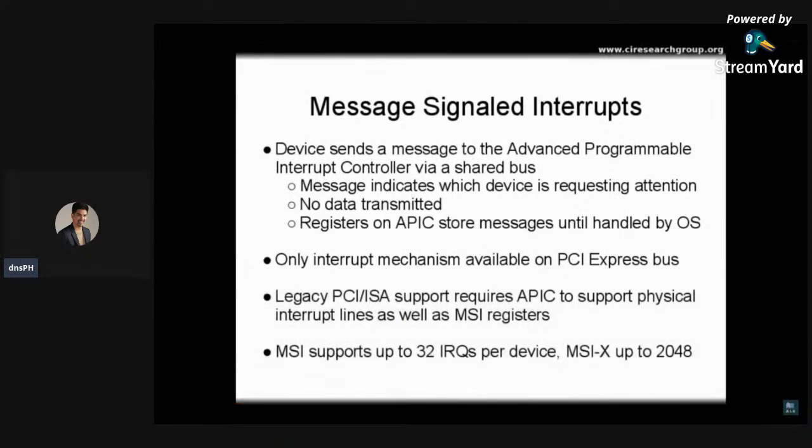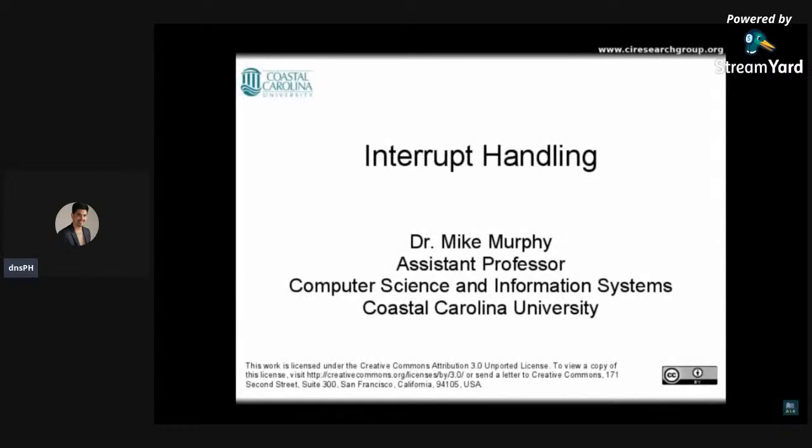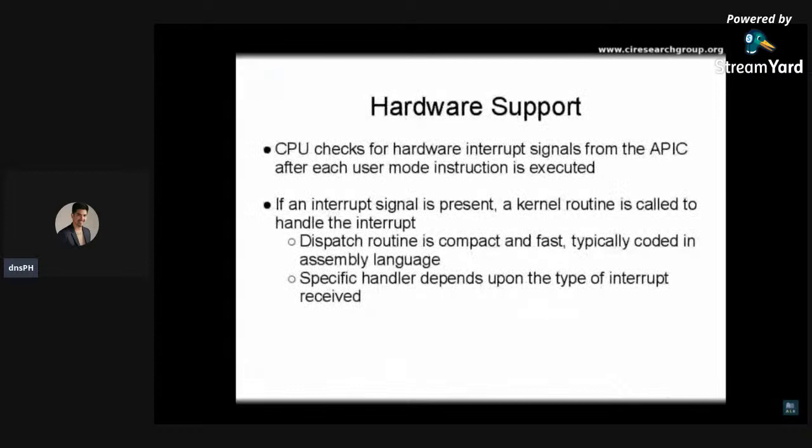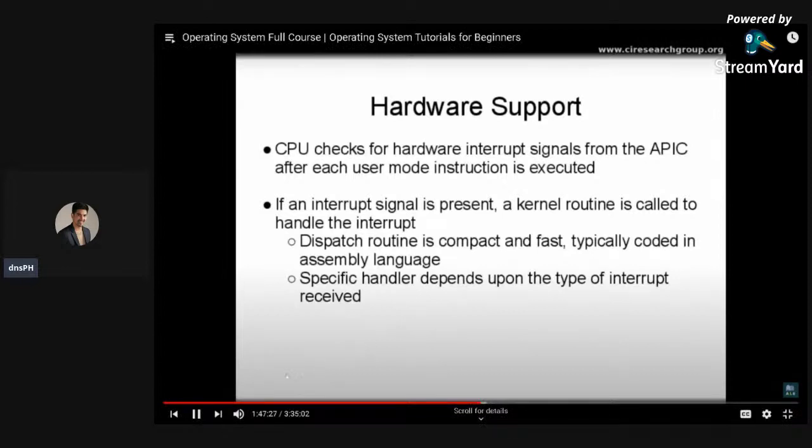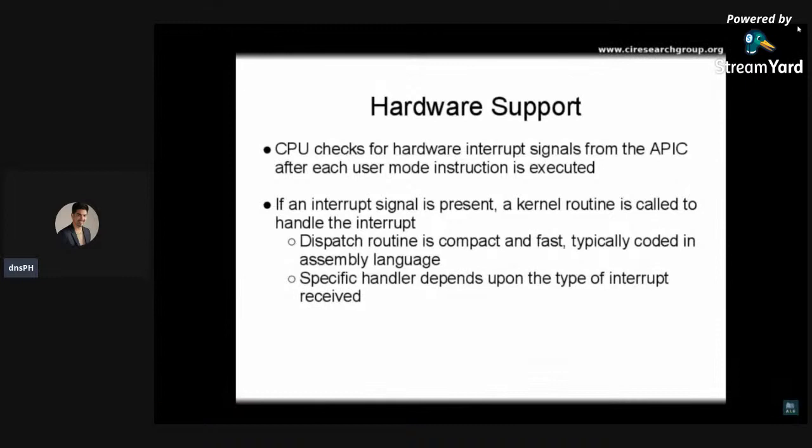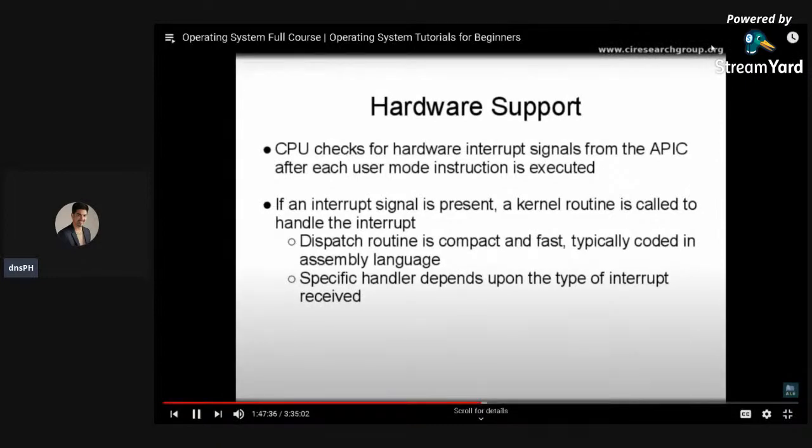So, the main thing to take away from this is that the interrupt request mechanism only allows the device to raise a signal that tells the CPU to process the device. Let's look at interrupt handling at the hardware level, then move on to the handling provided by the CPU, and finally the operating system. At the hardware level, devices are connected either via traces on the motherboard or via a shared messaging bus to the advanced programmable interrupt controller. The CPU checks for hardware interrupt signals from this controller after each user mode instruction is processed. So after each instruction is executed, the CPU actually checks to see if there are any interrupts that need to be processed.